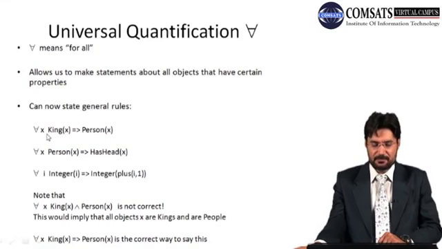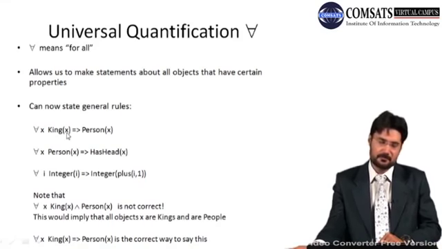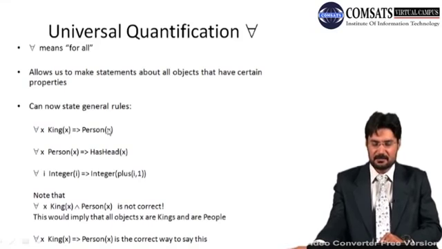For all x, King(x) implies Person(x). So all the kings, all x that are kings, need to be persons. For all x, Person(x) implies HasHead(x). So x is a variable, and for all x, if they are a person, then they have a head.